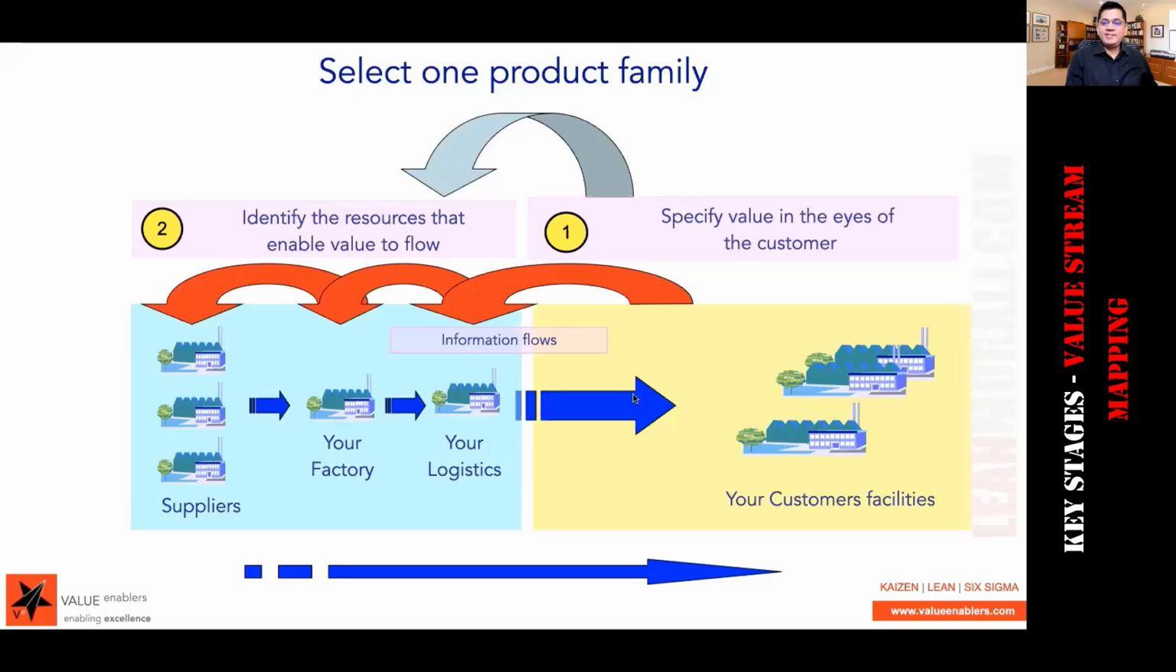Okay, so what I want to show here is that information moves upstream and product and material flows downstream. Information flows upstream and product and material flows downstream. Now you can understand what is upstream and downstream.